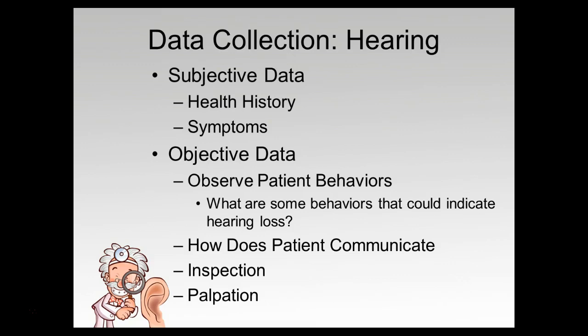You're going to get a complete health history and a complete symptoms. Objective data, you're going to observe behaviors. Is the patient only hearing on one side, not understanding what you're saying? Make sure you ask nice, clear questions. What do you think? Some behaviors that might indicate that there's some hearing loss. I'm sure you have had patients or even family members that have some trouble hearing.